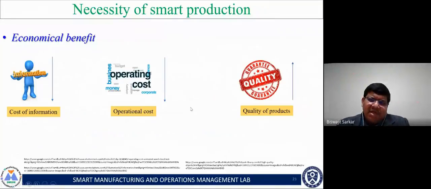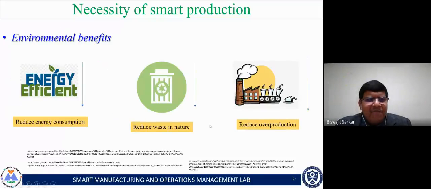And now regarding the benefits of smart production in terms of sustainability, one is the economic benefit. Of course, the cost of information we are selling every time, whenever we have the information, operational cost is reducing, and quality of products automatically increasing, because if the product quality is not increasing, we cannot have this type of webinar. I'm staying in Korea and presenting through here. It is not possible; we would have to go there and present. So you can say confidently that the quality of products and everything is increasing. That's why we can do these things.